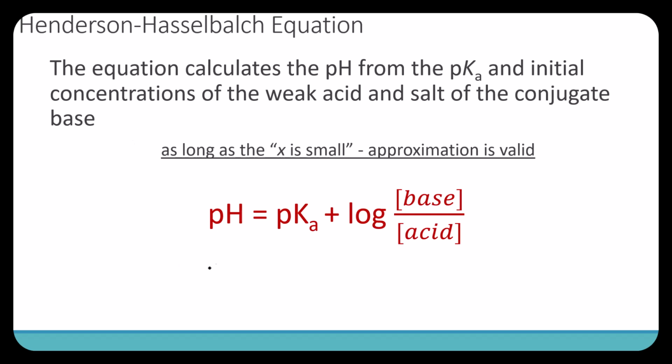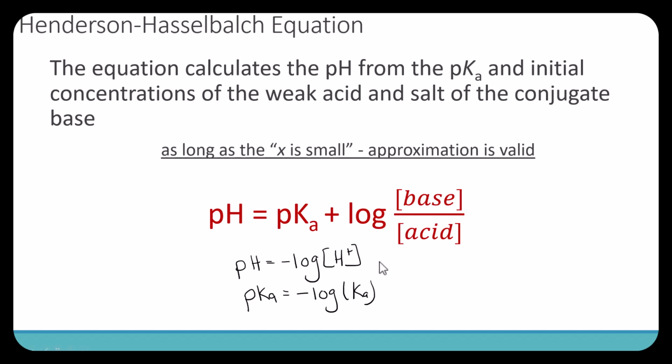Now, the one thing I haven't addressed is this idea of pKa. I introduced this a long time ago, but let me just remind you. So if pH equals negative log of this, pKa, very similarly, is just the negative log of Ka. So if we have the Ka value, we just simply take the negative log, and that's our pKa. Other than that, it's a pretty easy equation to use.